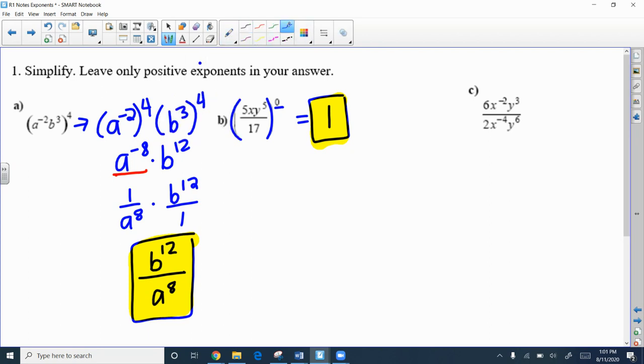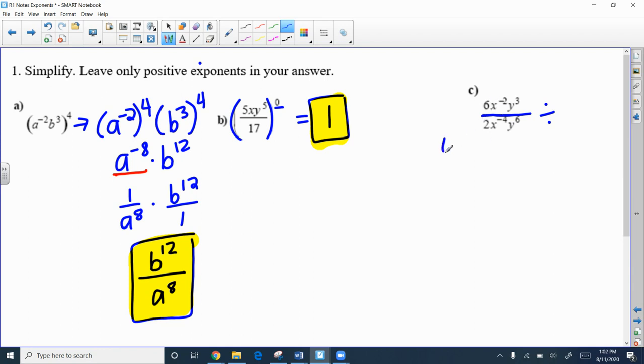All right, and the last example that we'll do here in the notes is putting these together. I have 6x to the -2 y cubed over 2x to the -4 y to the 6. So the fraction bar here means we're dividing. And notice I have 3 types of terms. I have numbers, I have x's, and I have y's. In order for this to be simplified, I need to put the x's together, and I need to put the y's together, and I need to put the numbers together. So I'm going to do each part separately.